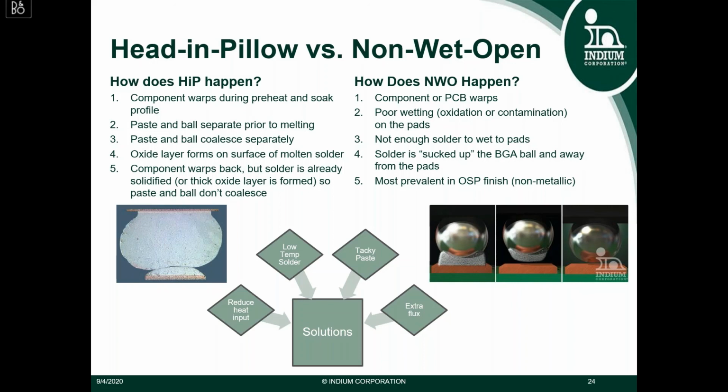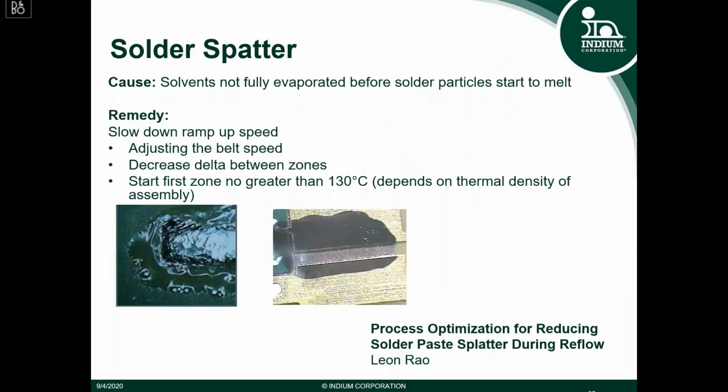There are materials options that are designed specifically to tackle these challenges. They're typically tackier solder pastes, and then you can also use extra flux as well. But typically, for head-in-pillow and non-wet open defects, the most common way that I see people reducing these defects is either a low temperature solder or using some extra flux. You could also contact the component manufacturer or the board manufacturer for their recommendations.